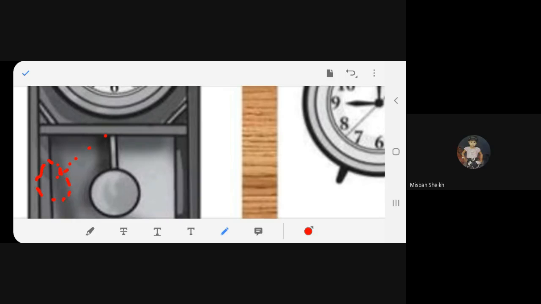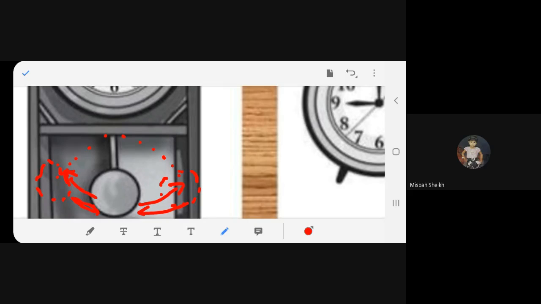The bob will come here and the bob will go there. Yes or no? This is how it moves. Then again it comes back and it moves here. Again it comes back and this is how it moves. This is periodic motion. Which motion is it? Periodic motion. Understood now?